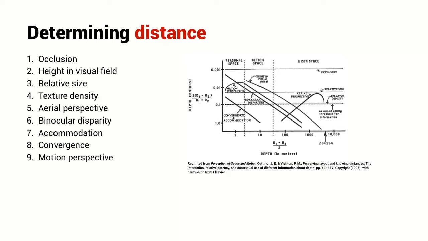So there are some that are effective within our arm's reach, some are effective up to tens of meters, and some are effective right out to the horizon, a distance of many kilometers. So let's have a look at some of these visual cues.